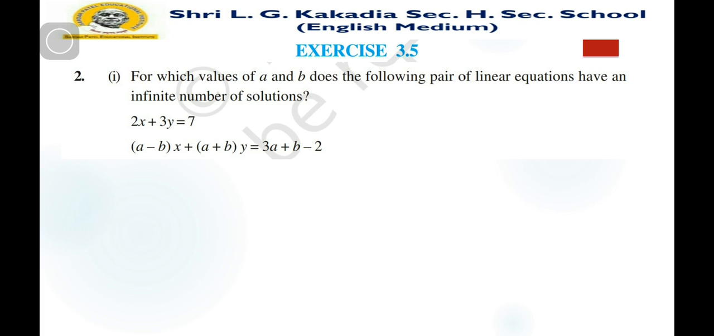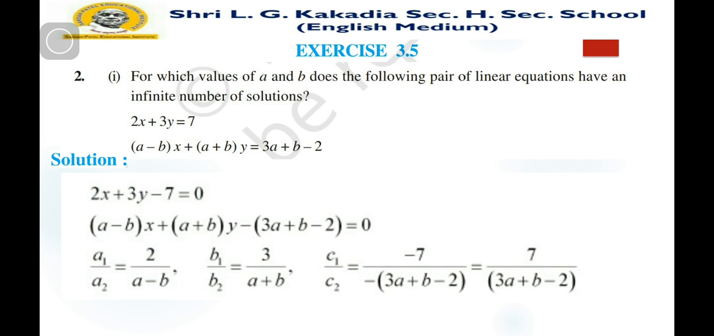As you can see, given 2x plus 3y is equal to 7, and (a minus b) into x plus (a plus b) into y is equal to 3a plus b minus 2. First we have to write these two equations in standard form. So first we write 2x plus 3y minus 7 is equal to 0. We take all the terms to one side, then we get such an equation. Then (a minus b) x plus (a plus b) y minus (3a plus b minus 2) is equal to 0.